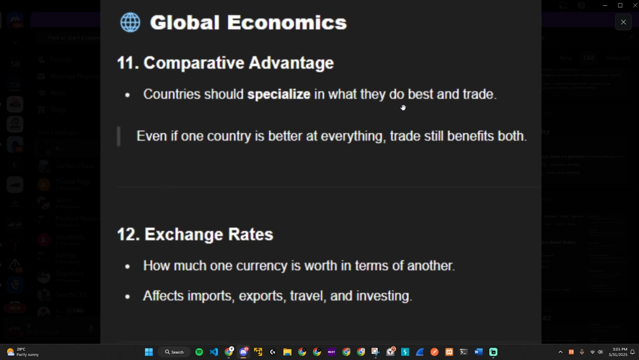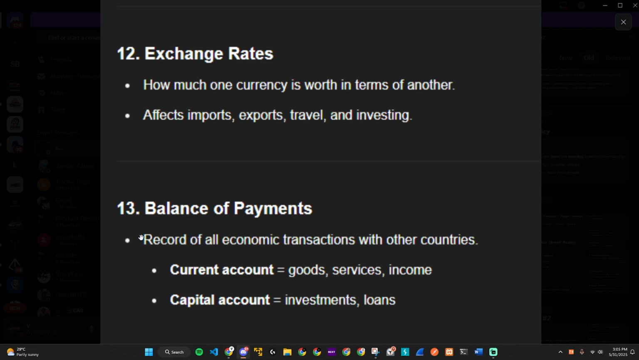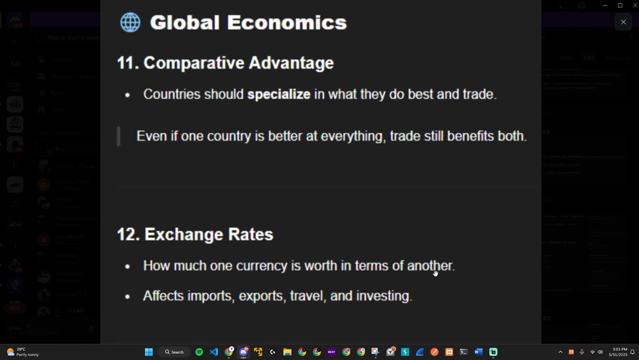Countries should specialize in what they do best and trade. Even if one country is better at everything, trade still benefits both. Exchange rate: how much one currency is worth in terms of another. Arbitrage. Imports, exports, travel and investing. Balance of payments: records all economic transactions with other countries. Goods, services, income, investments and loans, right?